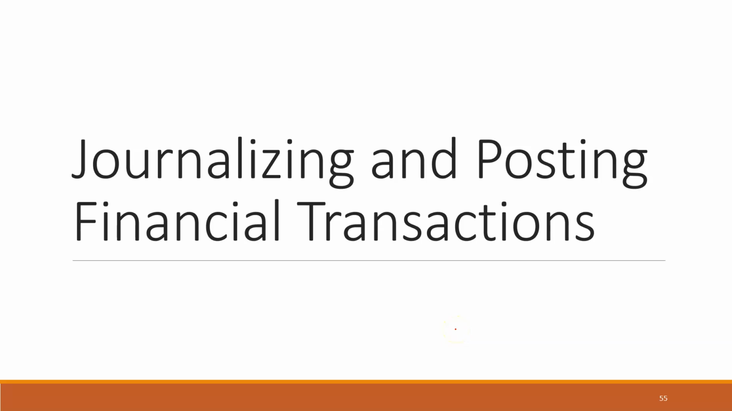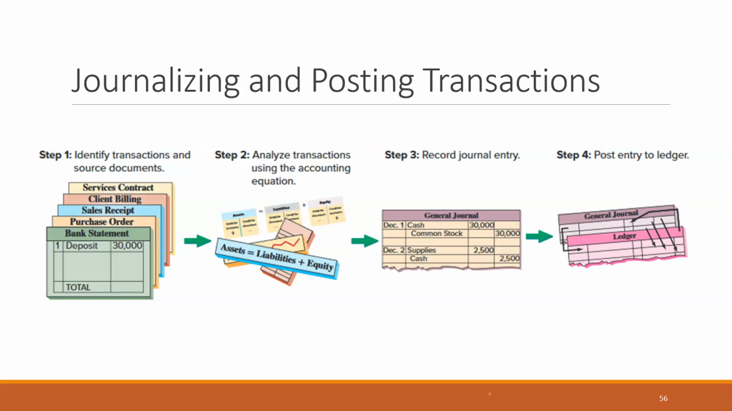Journalizing and posting financial transactions. So as part of the accounting cycle, we are recording information about accounting transactions in our records. The first thing that we do is we look at the source documents that we have. Examples are receipts, invoices, sales information. We record that into our accounting records.